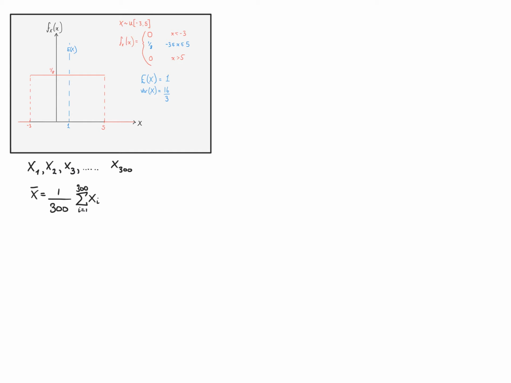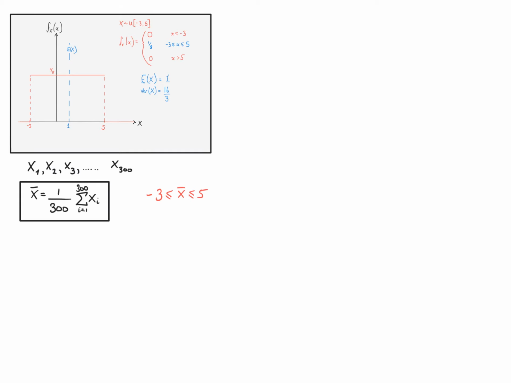Now, there are only very few things that we can say with certainty about this sample mean. We know, for instance, because all the observations are between minus 3 and 5, that it must be the case that the sample mean also lies between minus 3 and 5. It's impossible for it to be anywhere else.